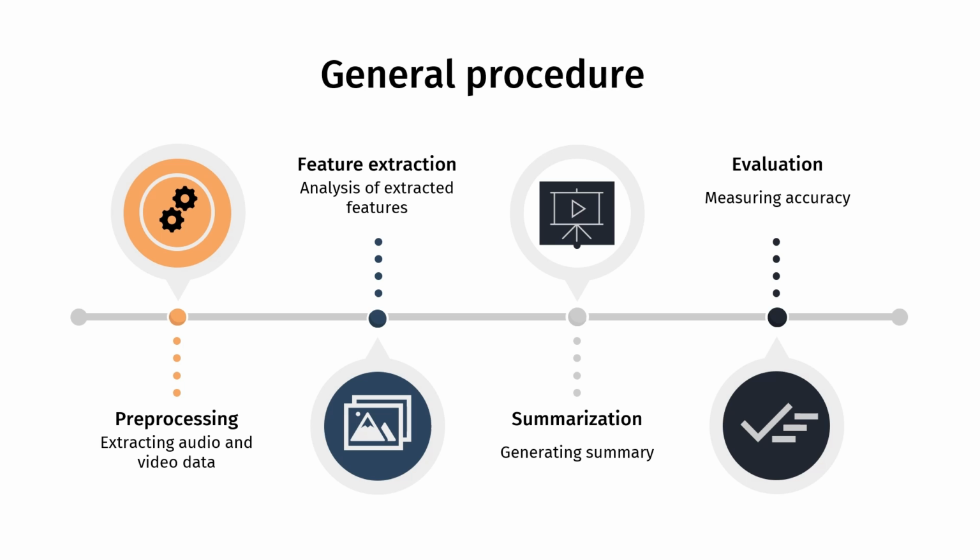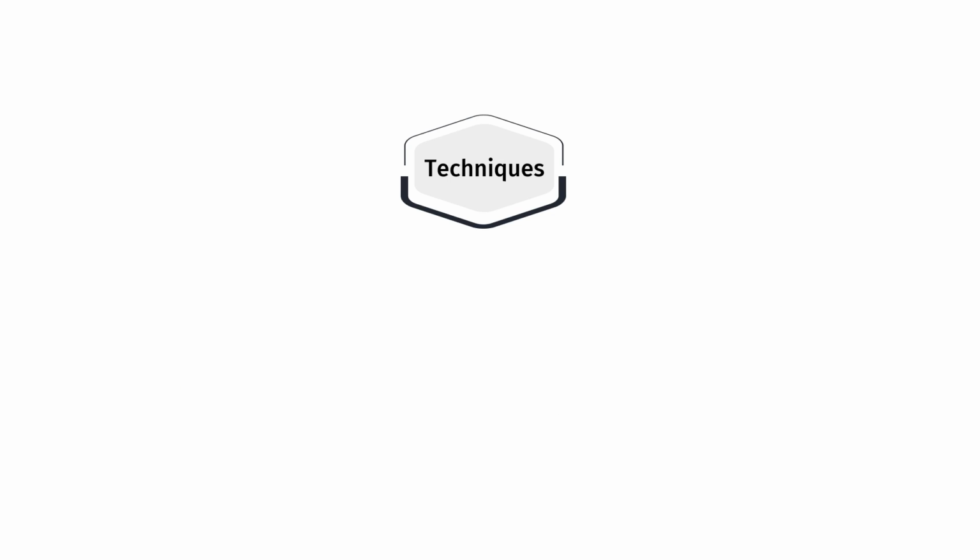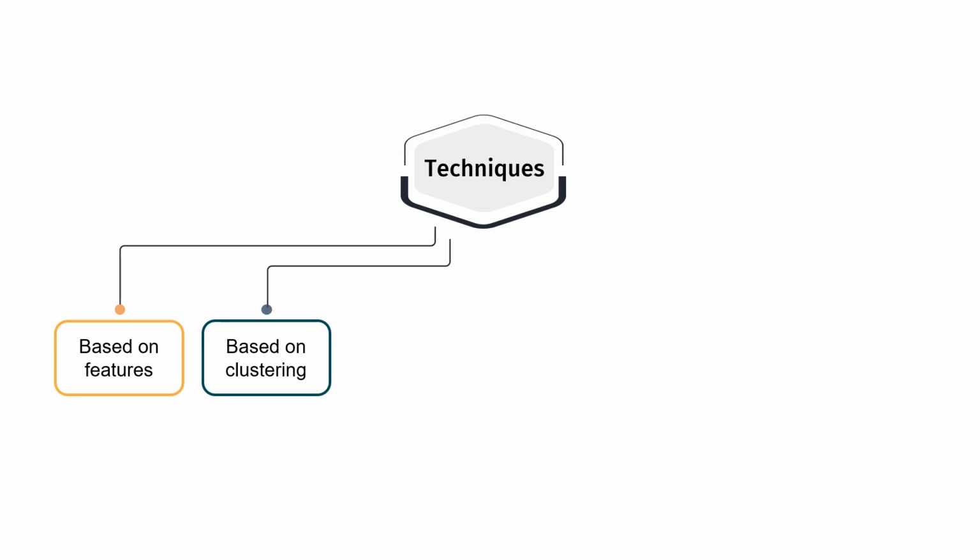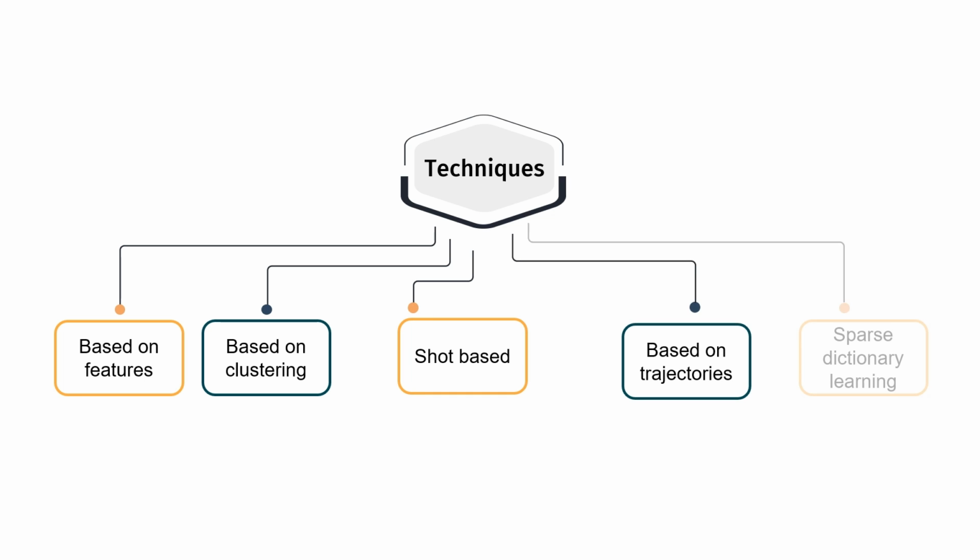The main question now is, how does this technology work? Video summarization can be done using multiple techniques, each with their applications, pros and cons. The main techniques can be bundled into 5 categories, namely, based on features, based on trajectories, based on clustering, based on shot boundaries, and sparse dictionary learning. Let's now dive a bit deeper into each of them.